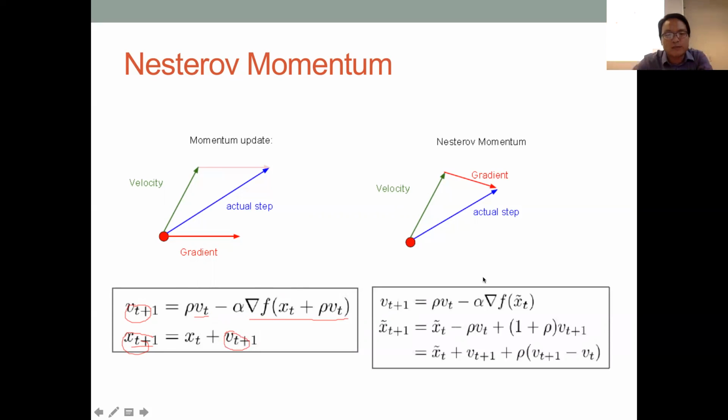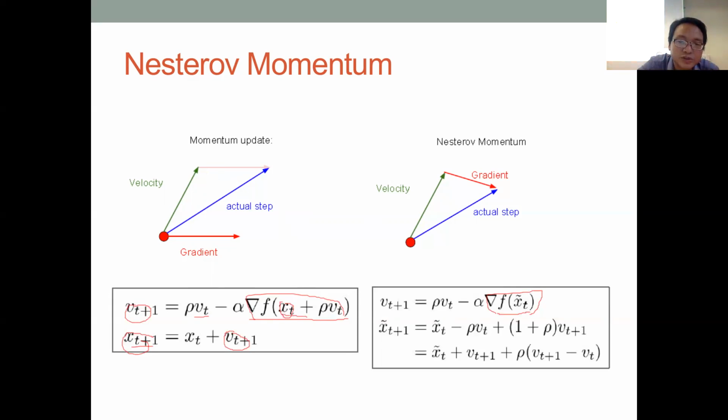But Nesterov proposed a new method. The key difference is, when you try to calculate the gradient, do you use the current value or the updated value? If you use the updated value, you get the normal momentum. In this case, you have x, the current value, plus this term, which gives you the velocity.